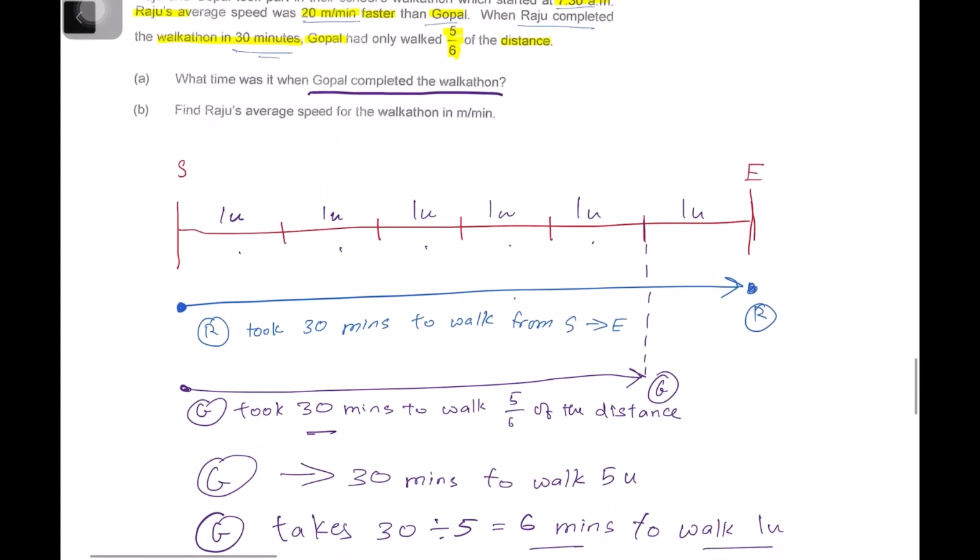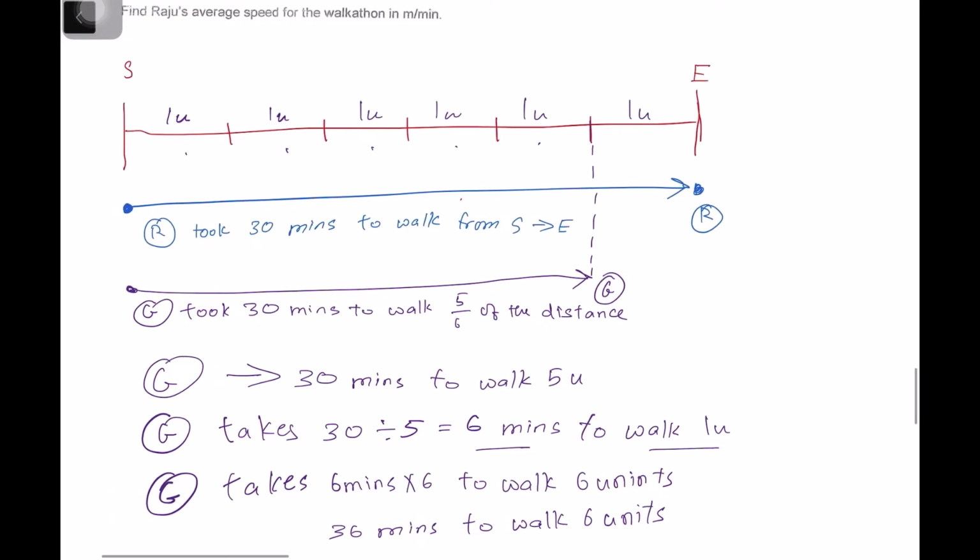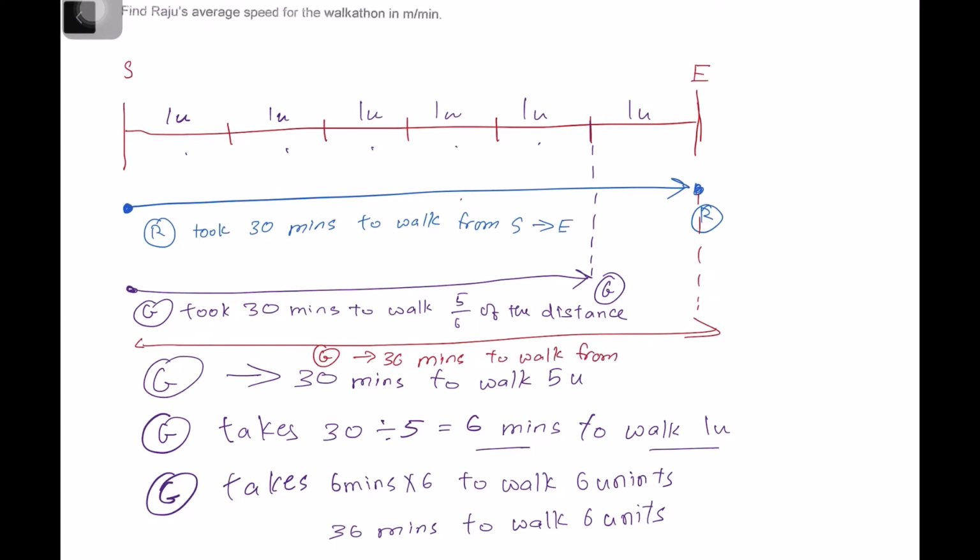So by the time Gopal would reach here at the ending point, he would have taken 36 minutes. So this is only for Gopal. So Gopal takes 36 minutes to walk from the start to the end.